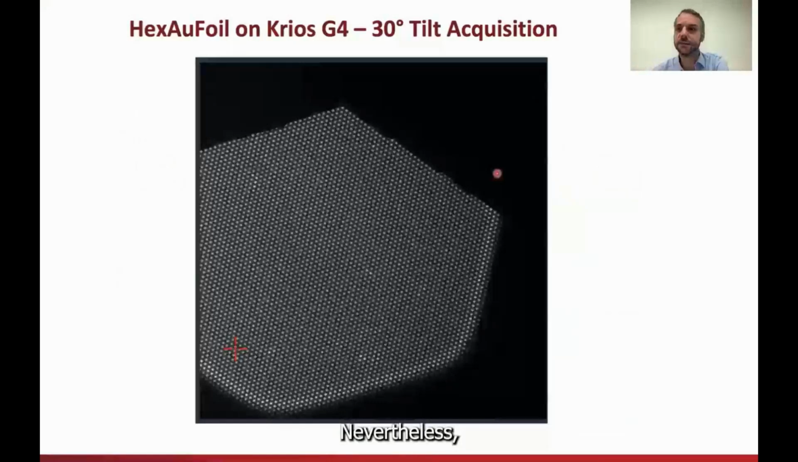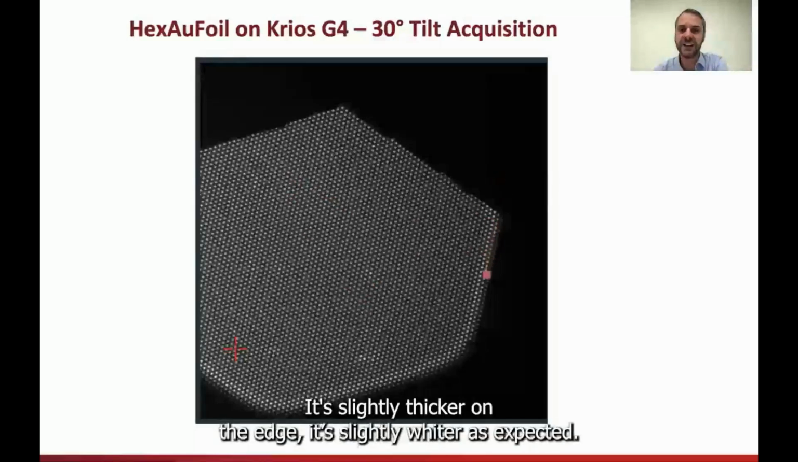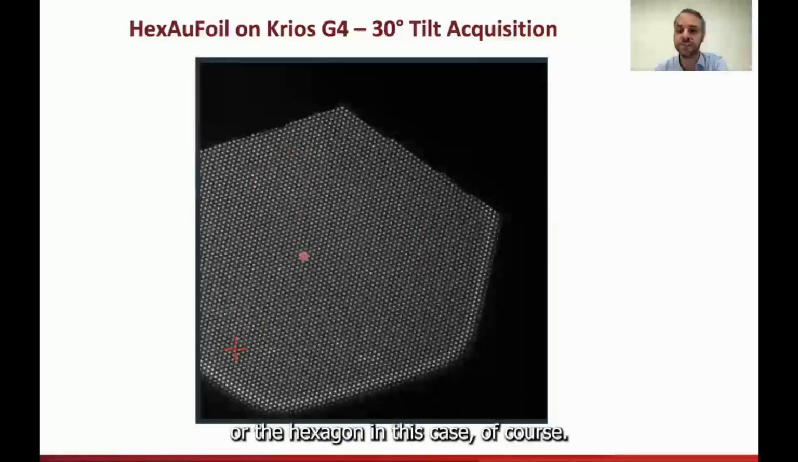Nevertheless, we did data acquisition. So that's again a plasmon imaging square. Again, you can see very thin ice everywhere. You see it slightly thicker on the edge, it's slightly whiter as expected. So we, of course, only acquired the central part of the square, or the hexagon in this case.